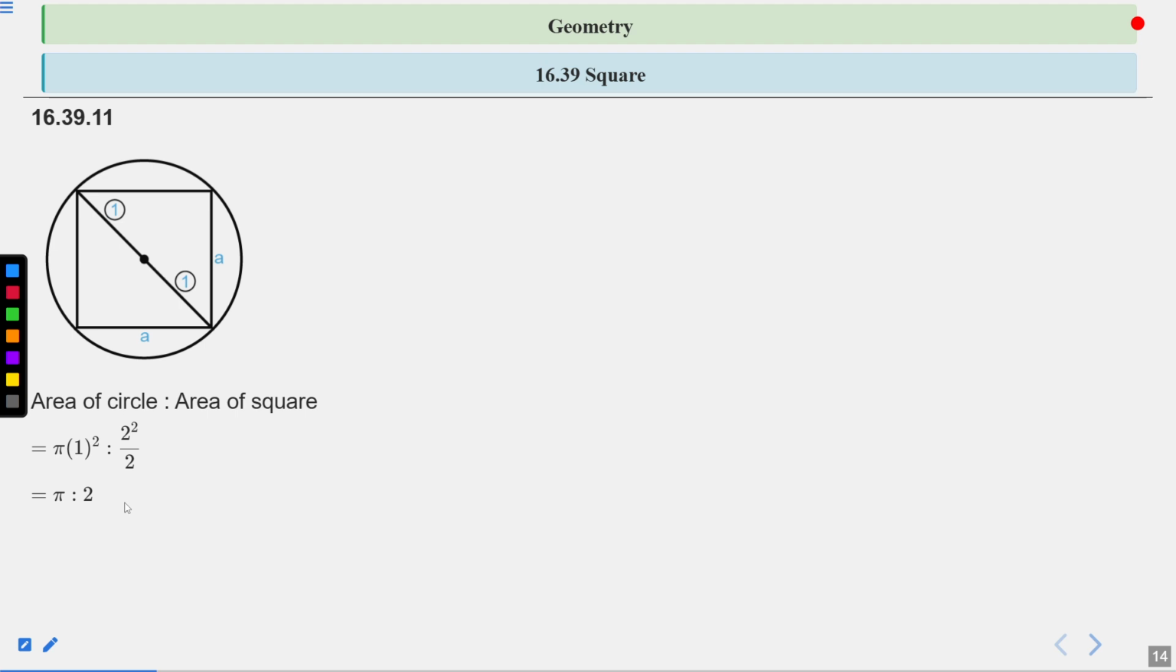Next, when we simplify it, we put the value of pi, which is 22 upon 7. So it will become 22 divided by 2 times 7, and we get the ratio 11 to 7. Next one.